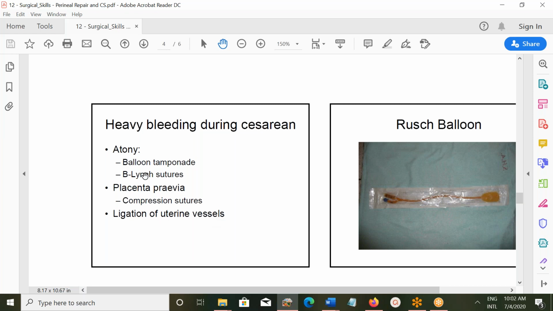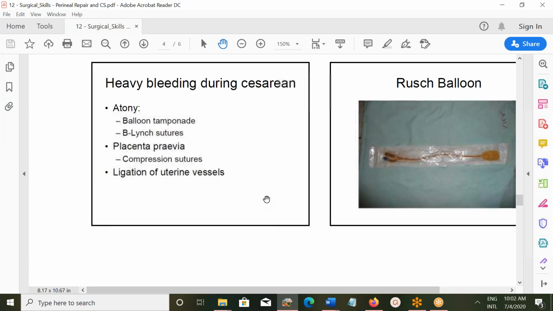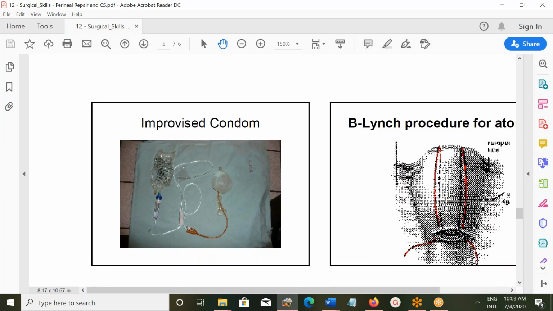But first you will do the initial steps. If they are failing, then you will go and do the uterine ligation. If they show you something like this, it is called a Rusch balloon. But as you know, nowadays we are using the Bakri balloon, which is used more commonly. So these are the things.